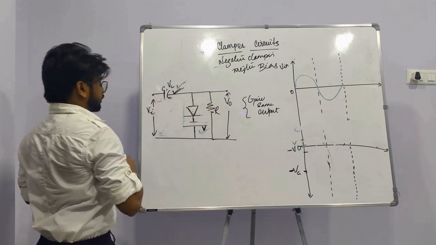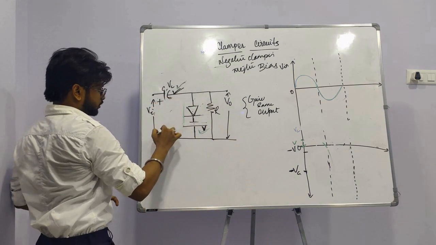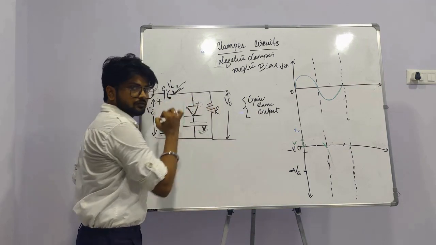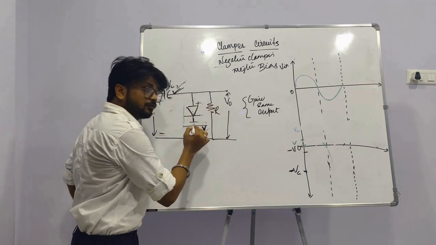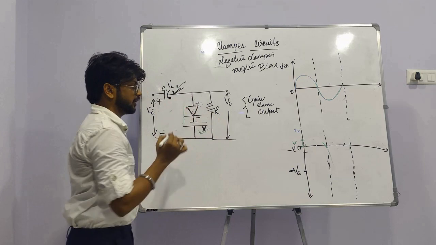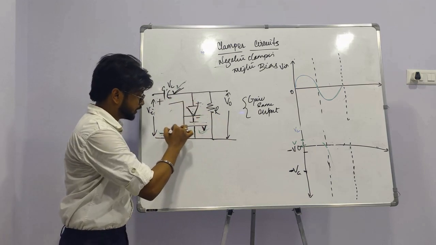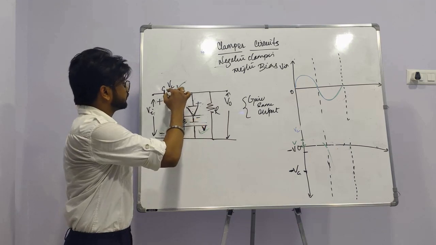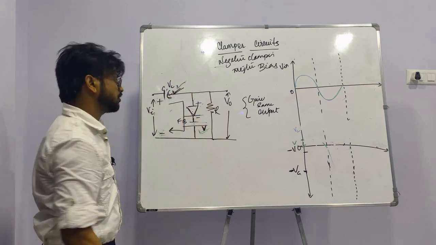Now, in the first half cycle, the positive half cycle, the positive of the voltage is connected to the positive of the diode and the negative of the voltage is connected to the negative of the diode. So it is totally conducting in forward bias condition and the capacitor is charged.